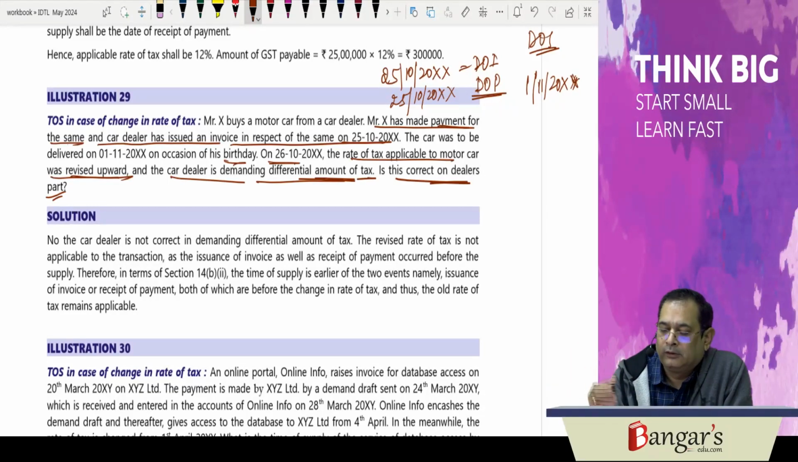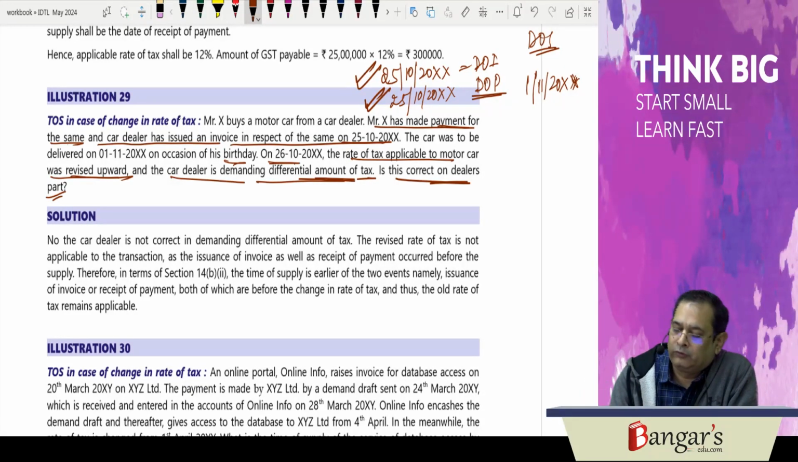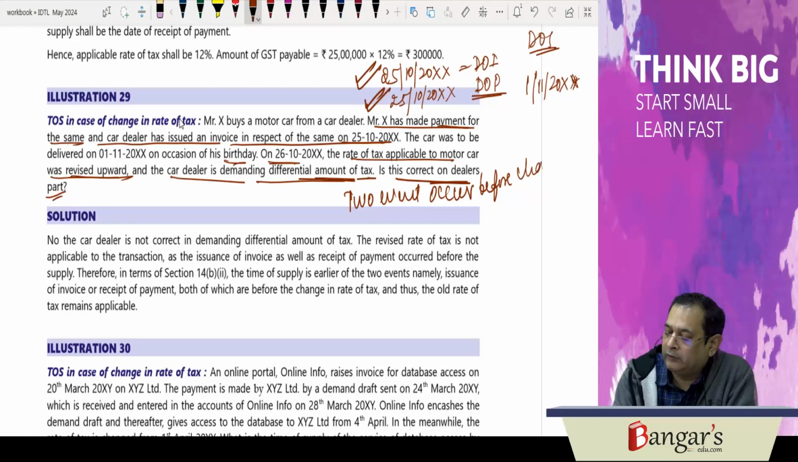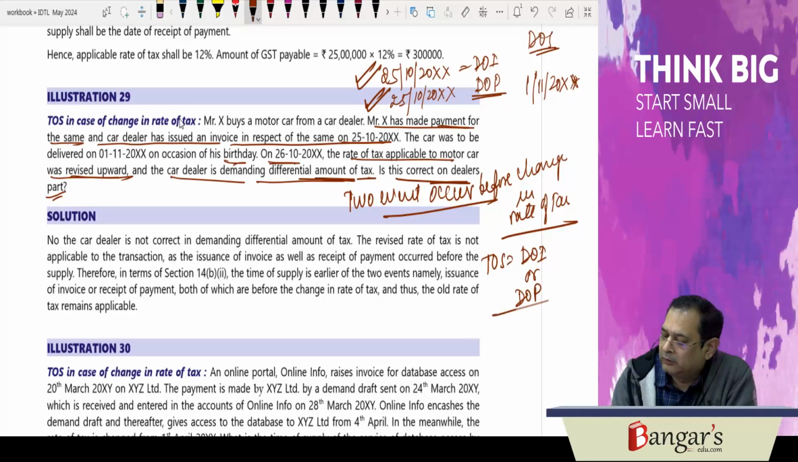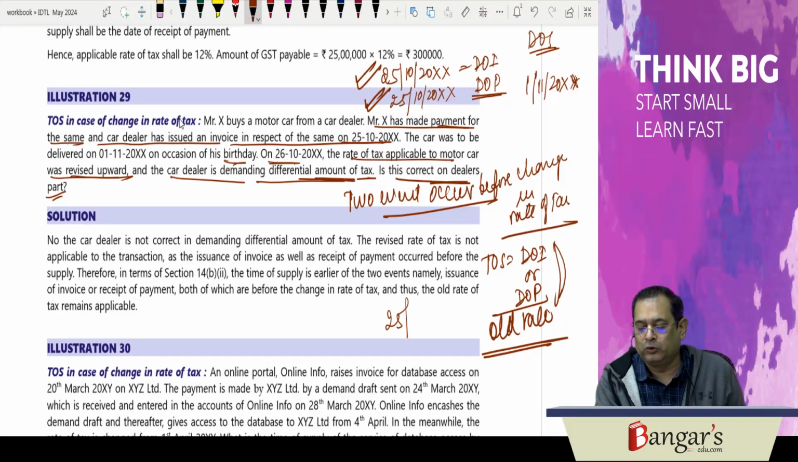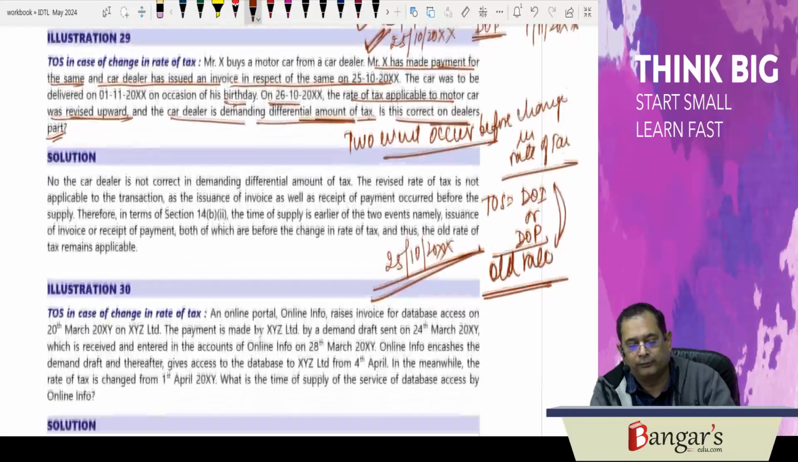Now here, the supply has been made before change in rate of tax. Payment has been received before change in rate of tax. Two events occur before change in rate of tax. Time of supply is what? Date of invoice or date of payment, whichever is earlier. So here the old rate will apply. The contention is wrong. Old rate will apply because the invoice has been issued on 25/10 and the rate has been enhanced with effect from 26/10.